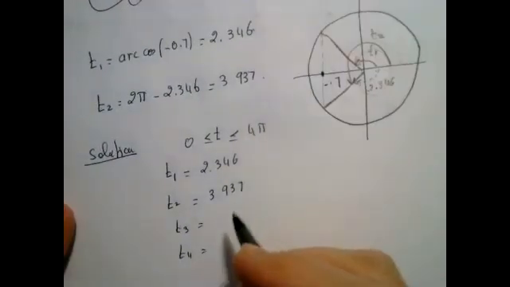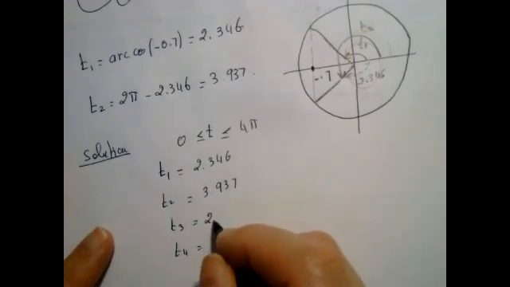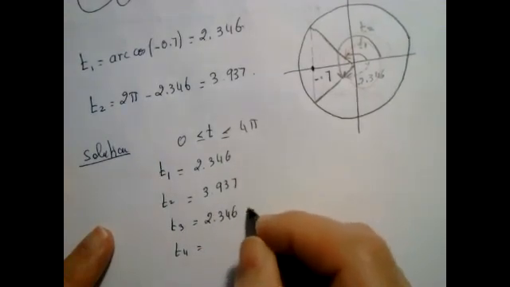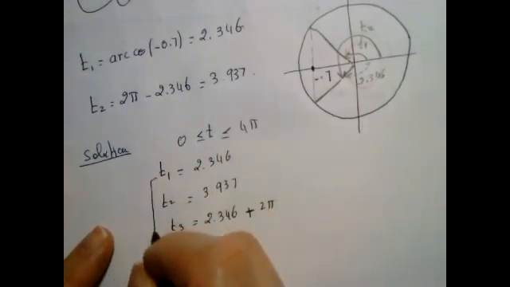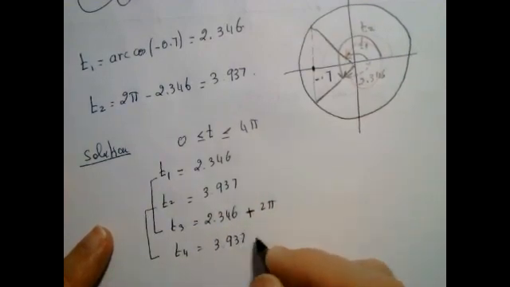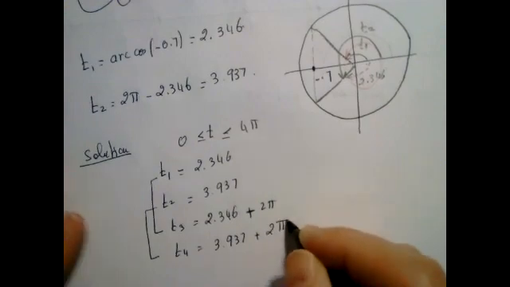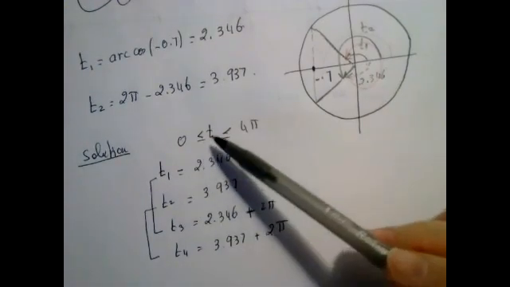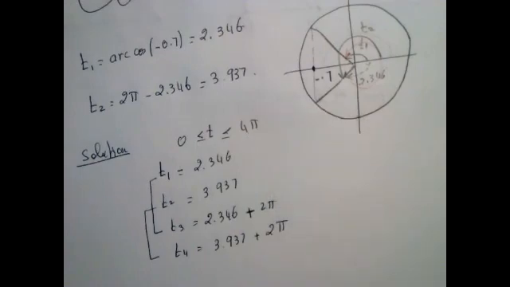So T3 is going to be 2.346 plus 2 pi. You add 2 pi to this, and for T4 you start adding 2 pi to that. If you want all the solutions between 0 and 6 pi, you keep adding 2 pi's, 2 pi's, 2 pi's. All right?